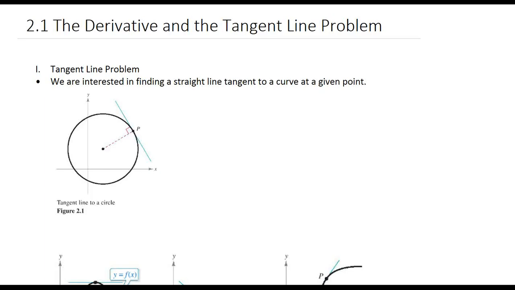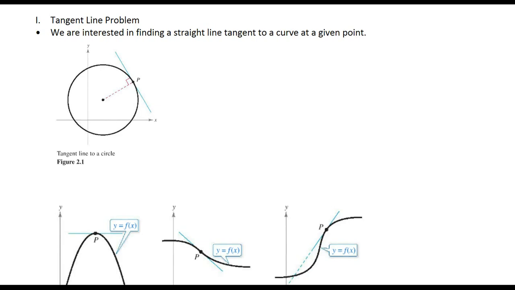In this section, we're going to talk about the derivative in the tangent line problem. So we're going to revisit that problem that we introduced in section 1.1, where we are interested in finding a straight line tangent to a curve at a given point.